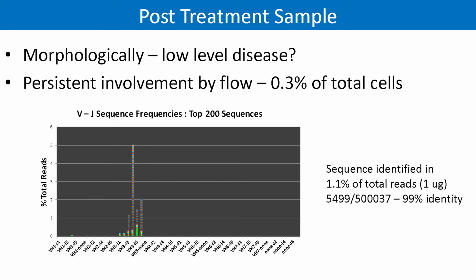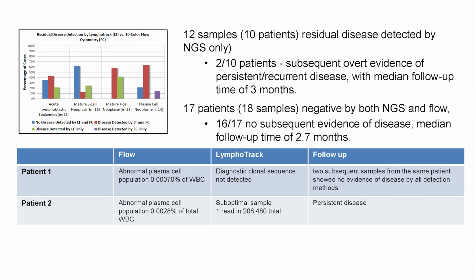So this is now the post-treatment sample in that patient I just showed you. Morphologically, we really couldn't tell that the patient had disease because there were scattered plasma cells, and with the immunohistochemical stains, we really couldn't say that this patient had any type of clonality. By flow cytometry, we picked up about 0.3% of the total cells as abnormal plasma cells, and in this case, both the flow cytometry and the NGS assay picked up the sequence. So this is a patient that has minimal residual disease with evidence from 2 different studies.